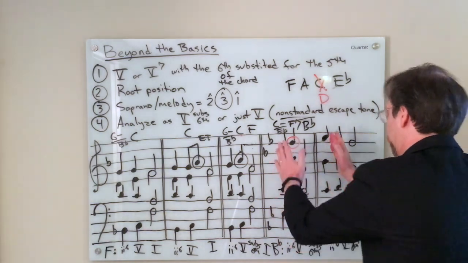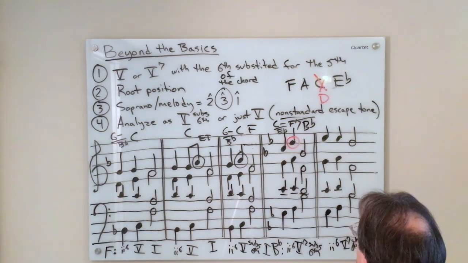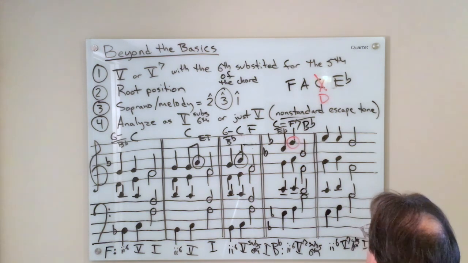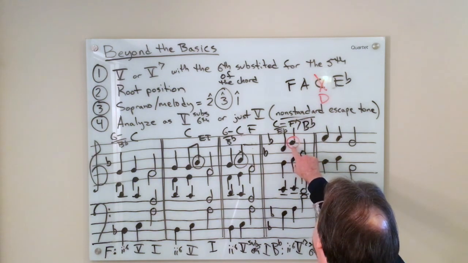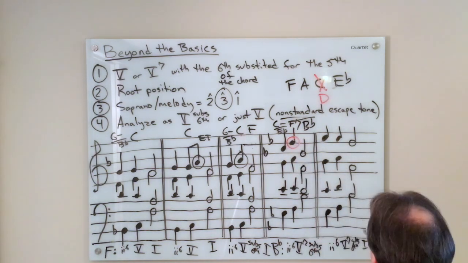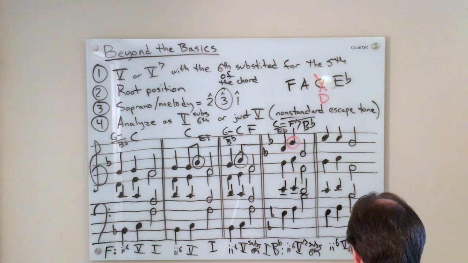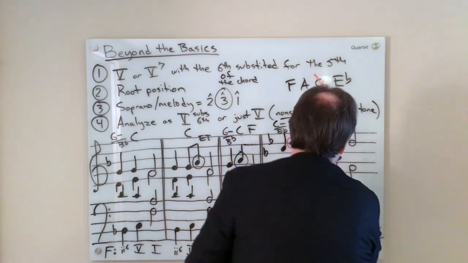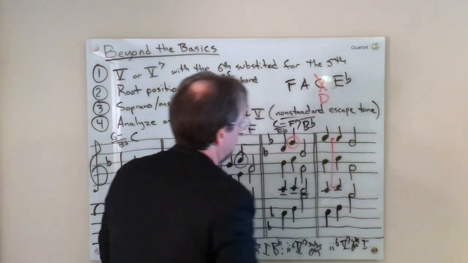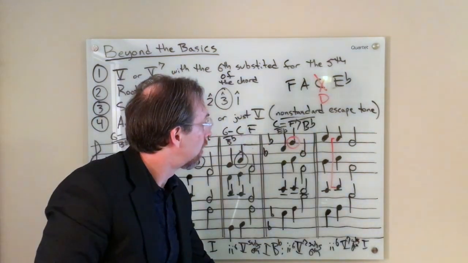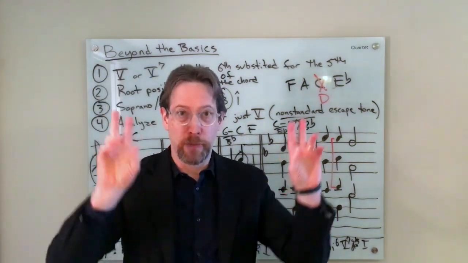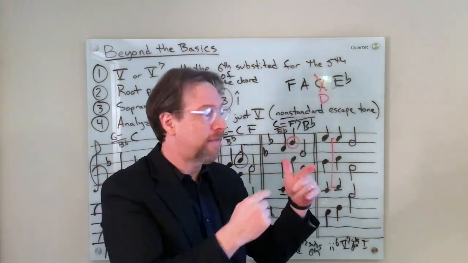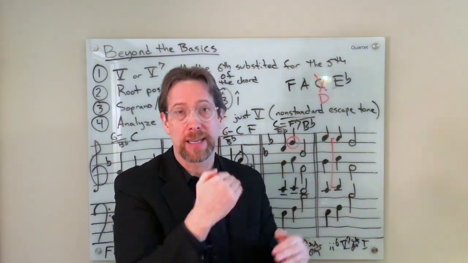Let's compare them. I'll play first the correct way. Here's the correct way. And it's correct because the substitute 6 is in the soprano voice. Now let me play it the wrong way. And here it is. It's that D with the E flat. So the way you voice it, where they're distributed in the octave, makes a difference. And in this case, the 7th of the chord has to be below that substituted 6.